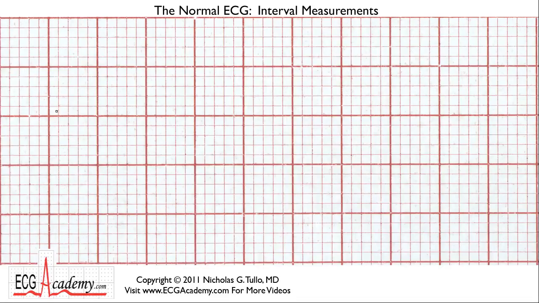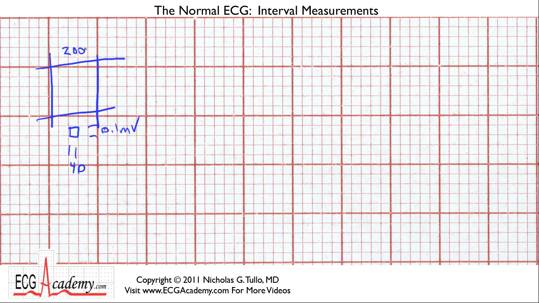Well, first, a quick review. Here is a typical grid that you see. You've got large boxes and small boxes. Remember that small boxes are 1 millimeter apart. If you assume the standard measurements of a normal ECG machine, you have 0.1 millivolts high for each little box and 40 milliseconds wide for each little box, and the big boxes are 200 milliseconds wide.